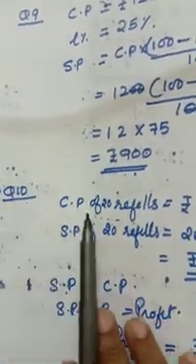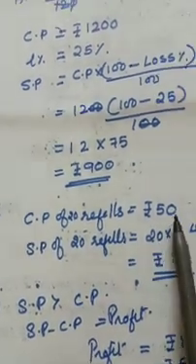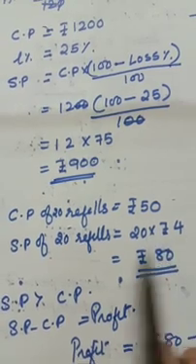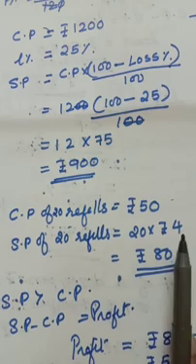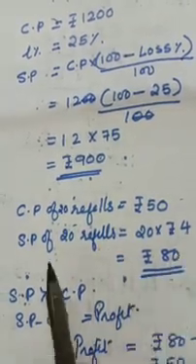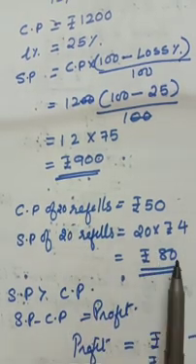Same type, question number 10. CP of 20 refills, rupees 50. SP of 20 refills equal to 20 into rupees 4, because SP of 1 refill is 4 rupees. Then SP of 20 refills, how much? 20 into 4, rupees 80.